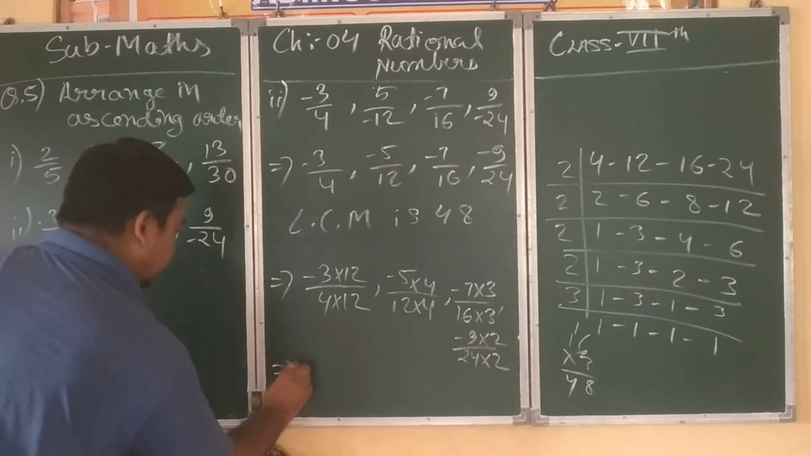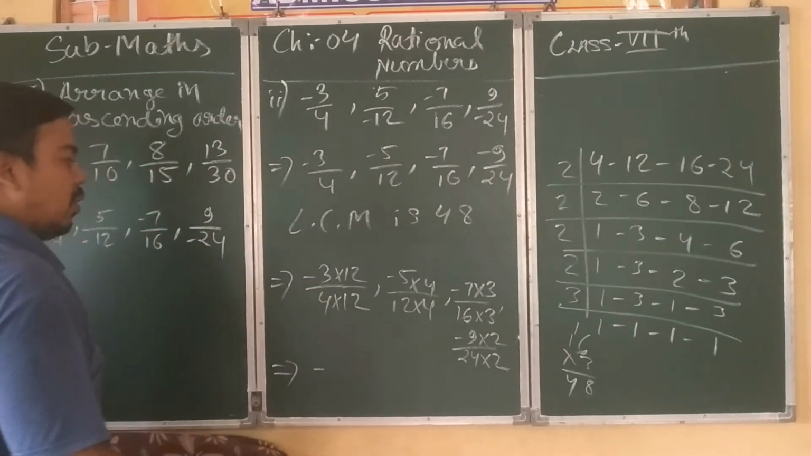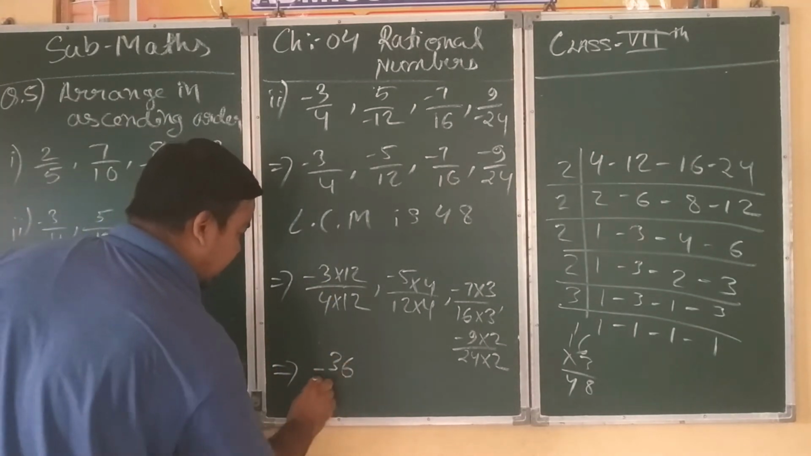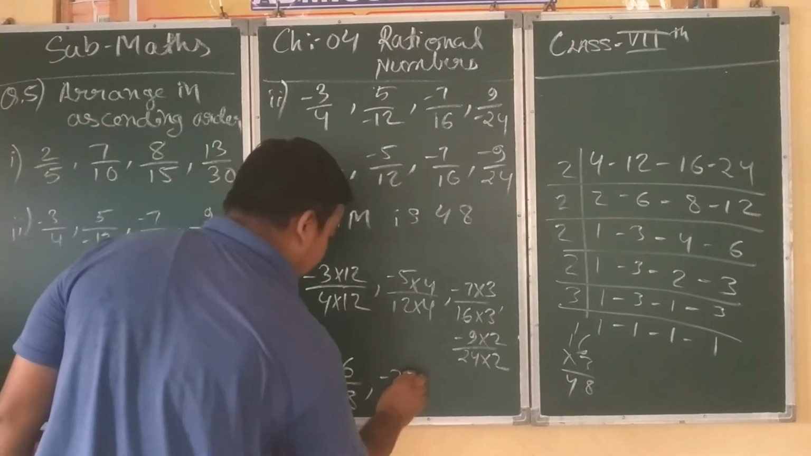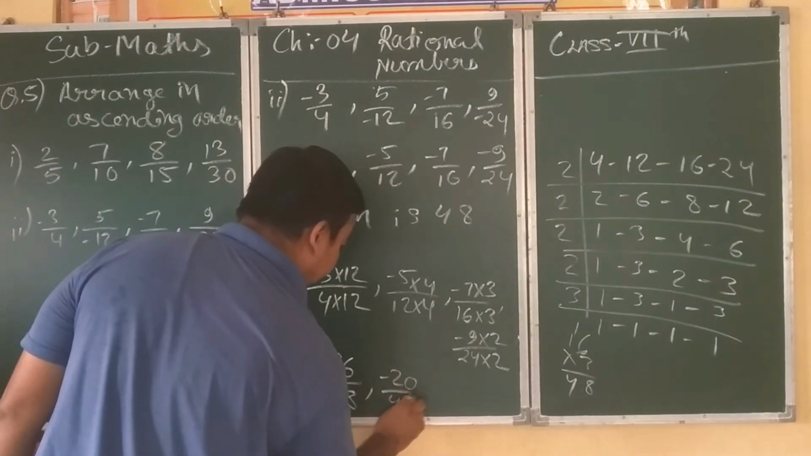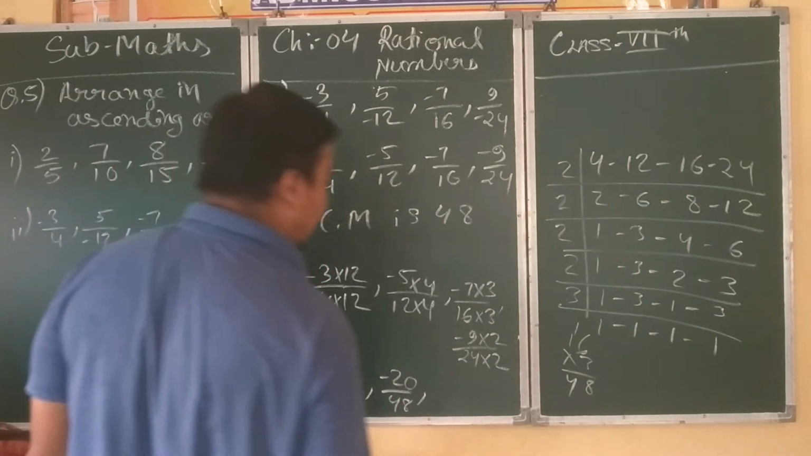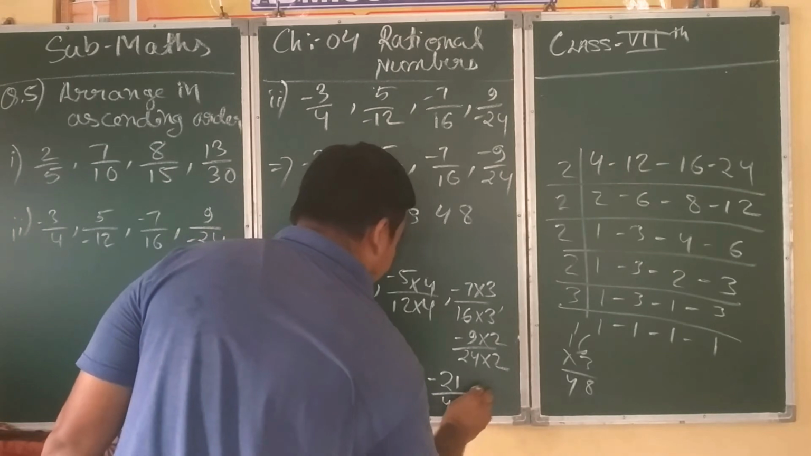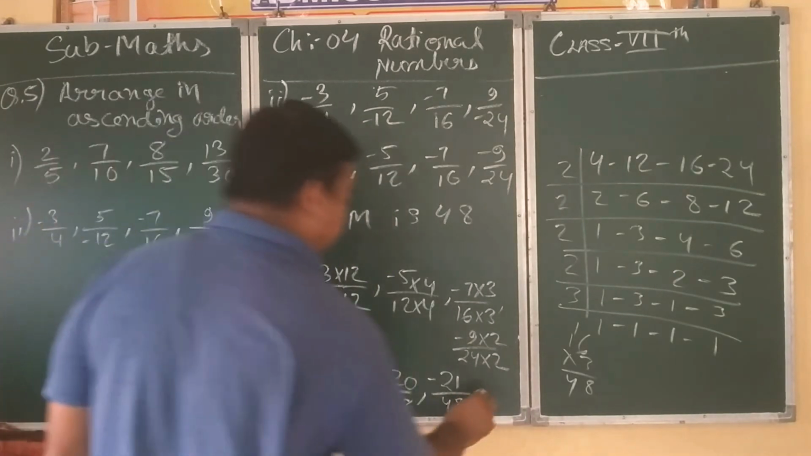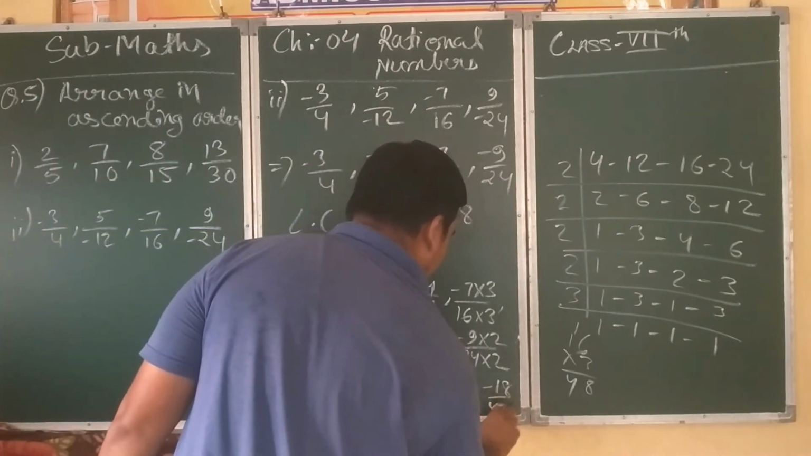Now write: 3 twelves are 36, so minus 36 by 48. 5 fours are 20, minus 20 by 48. Then minus 7 threes are 21, minus 21 by 48, and minus 9 twos are 18, minus 18 by 48.